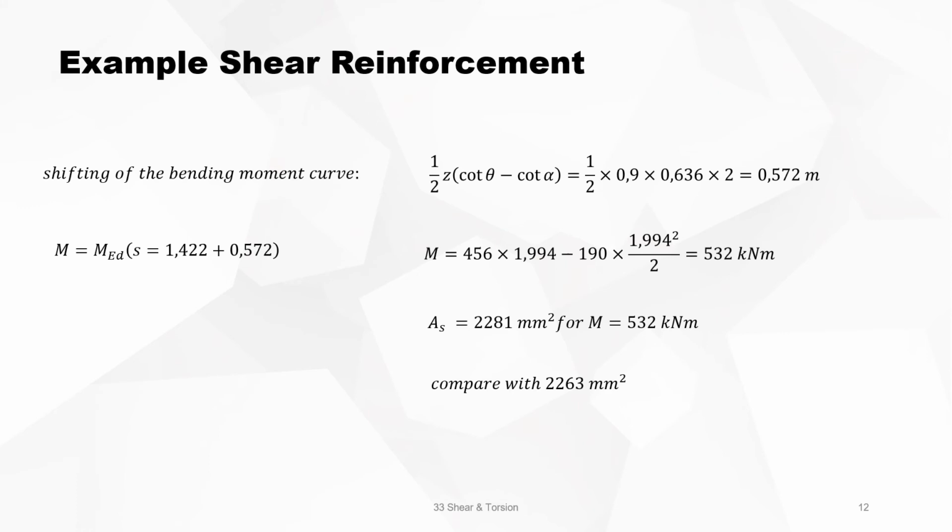If we calculate the needed reinforcement, it's 2281 square millimeters. So now you can compare this with what we had calculated previously. It was 2263, so it is close enough. So this is all the same: you shift the bending moment curve, or you calculate the additional tension in the tension reinforcement.